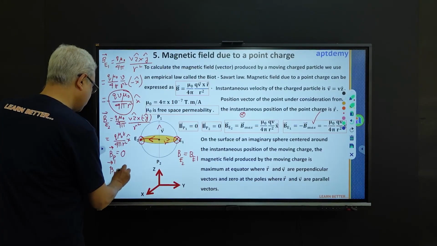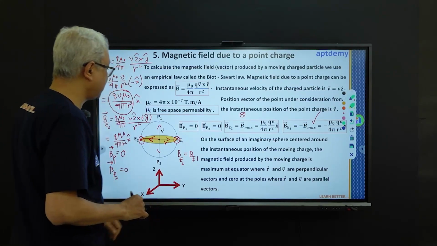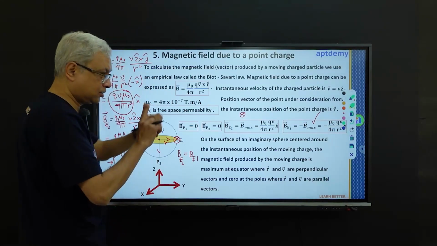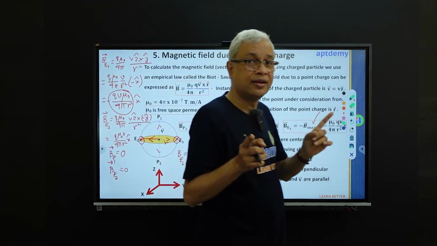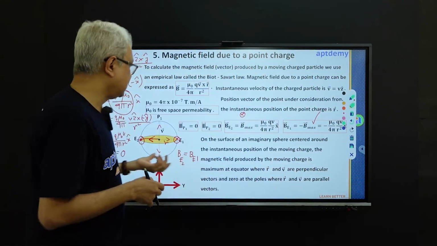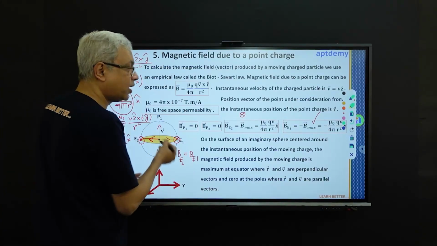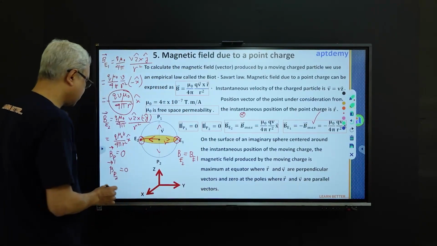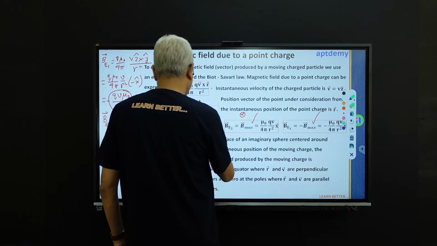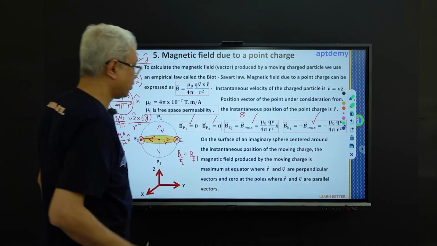is also 0, because in this case the position vector is in the negative z axis direction, and V is in the positive z axis. So the angle between V vector and r cap vector is 180 degrees, and they are anti-parallel, you can say opposite direction. Therefore the angle between them is 180 degrees, and therefore their cross product is also 0. So all these four expressions we could establish using Biot-Savart law.